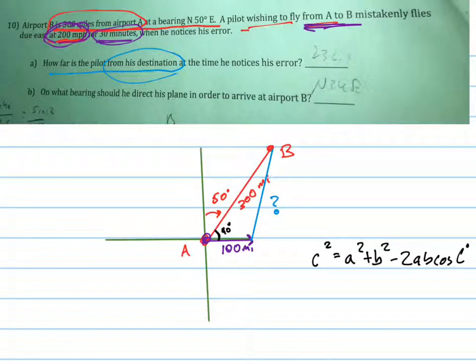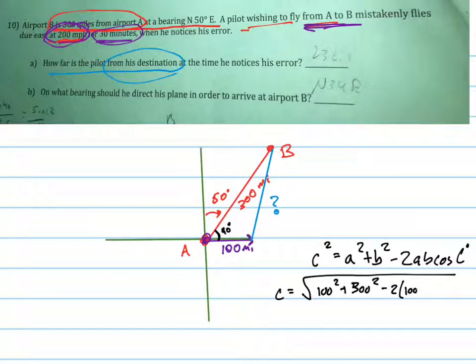we have sides A and B and we have angle C, and we can just plug all that in. So C equals the square root of 100 squared plus 300 squared minus 2 times 100 times 300 times the cosine of 40. When we solve that, we get 232.5, rounded. So that's how many miles away he is.